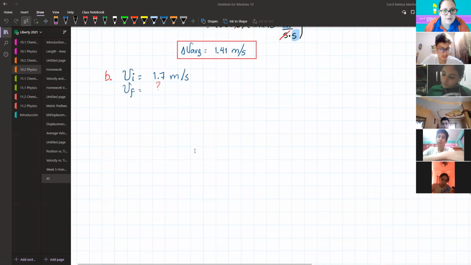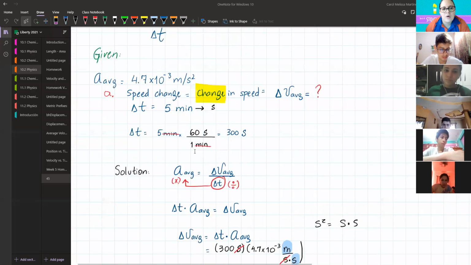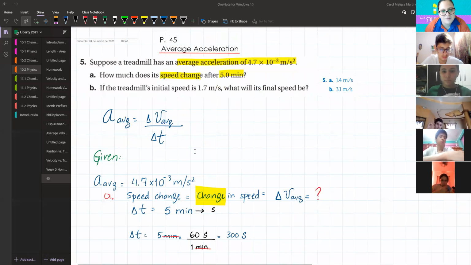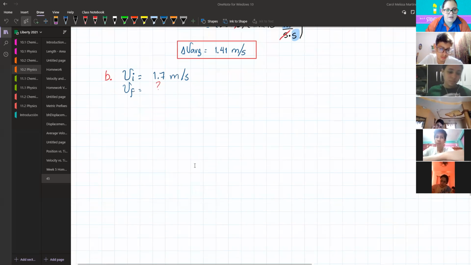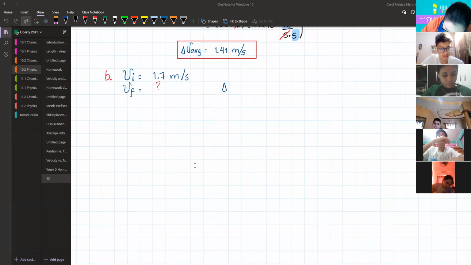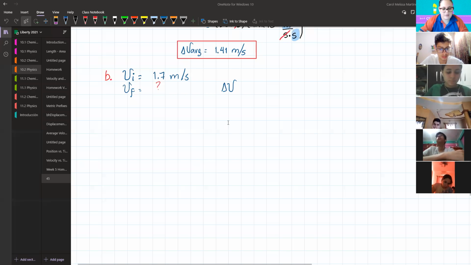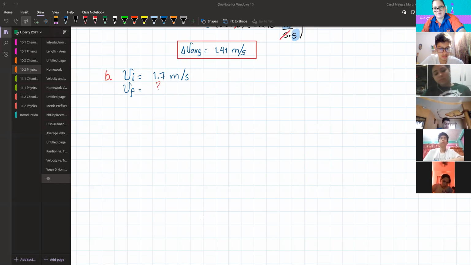Okay, so in this part, what you have to know is what equation involves everything: initial and final velocity. I gave you an equation that says delta v. Well, it doesn't say it, but it's a definition. Let me just look for it so you can see it.